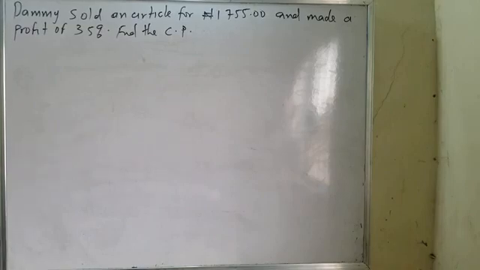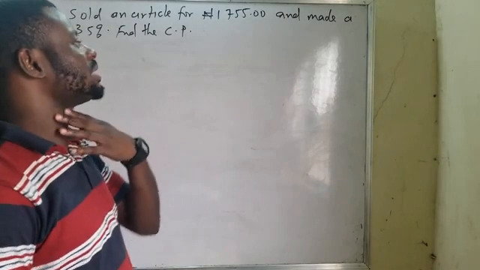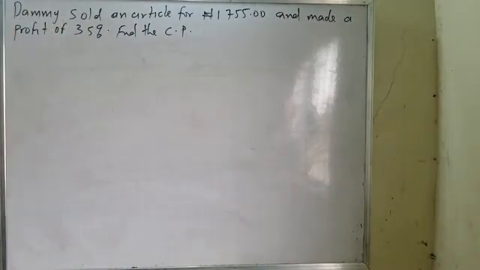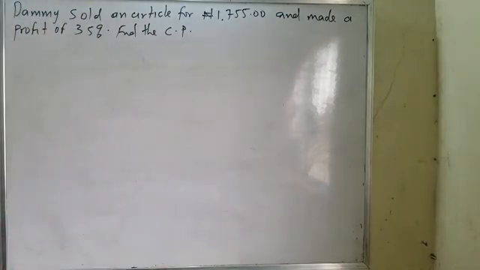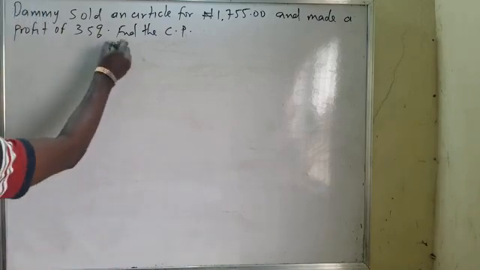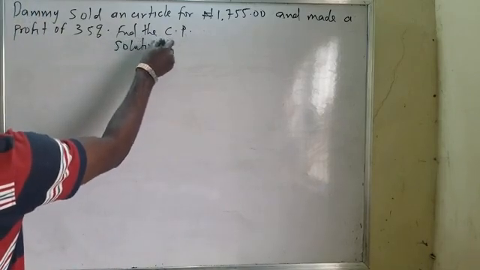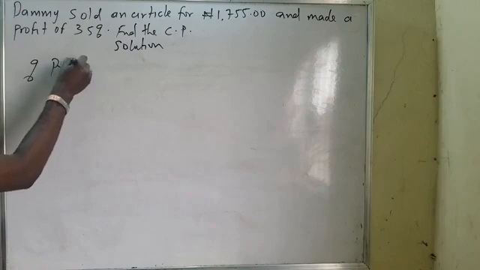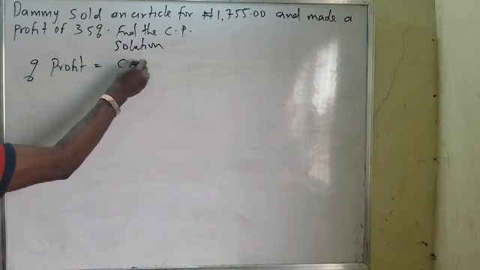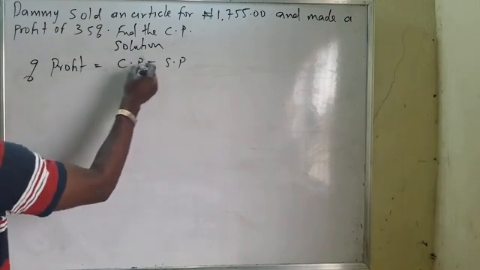Dami sold an article for 1,755 naira and made a profit of 35%. Find the cost price. There's no problem here. It's a very simple one. Now, this time around, I'm talking about profit. The first one is loss. My profit is equal to cost price minus selling price.